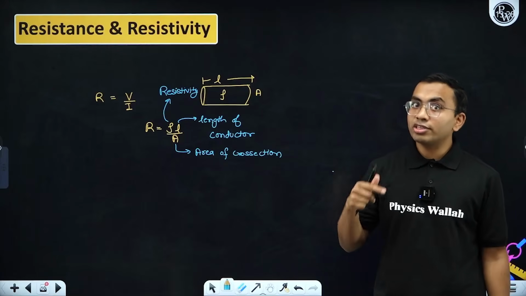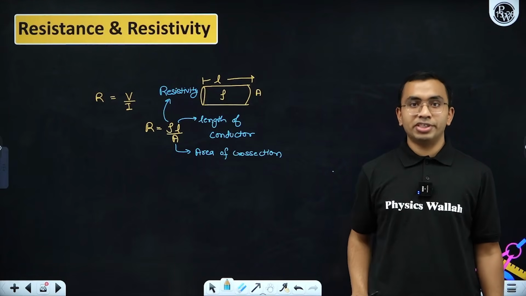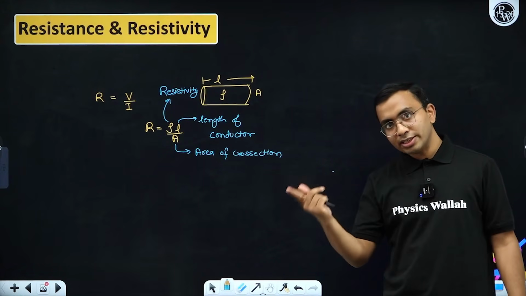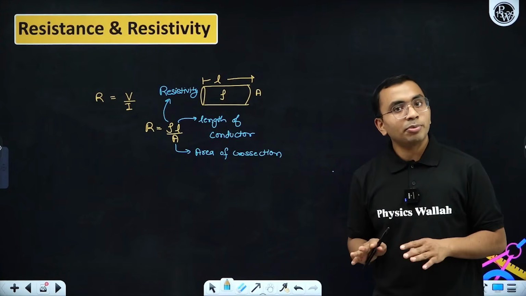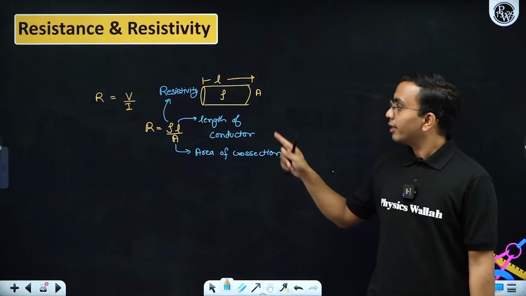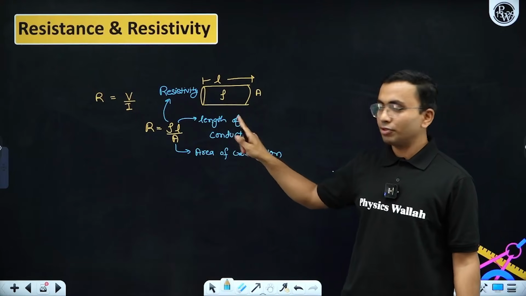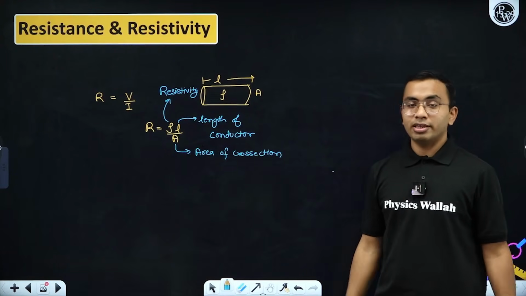Yes, if you change the temperature of the material, the resistivity will change. But if you change the shape, it will not change. Resistance will depend on the shape. If you change the shape, the resistance will change.